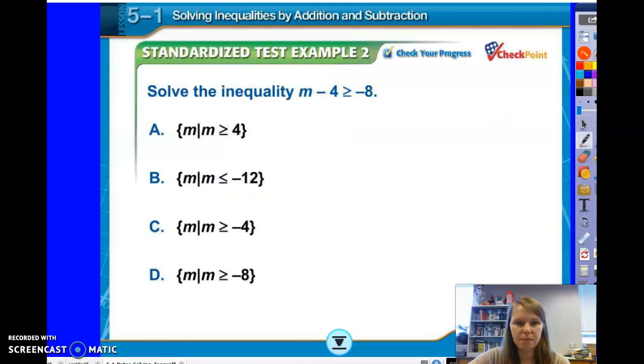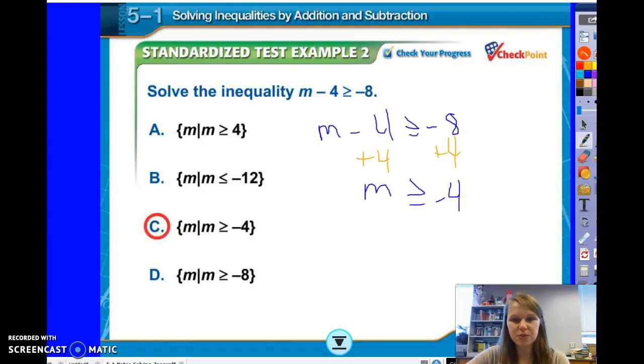Okay, so here, solve the inequality. Again, all of our answer options are in that set builder notation. Just focus on the end part here. What are we getting for m? And then we can figure out which one of these is our answer. So m is n minus 4 is greater than or equal to negative 8. Pause right here, see what you can do, and then I'll show you my work. When you're ready, hit play.